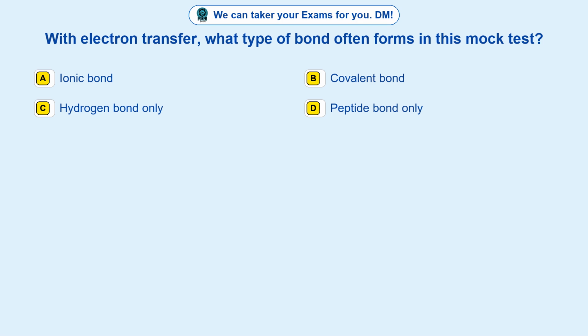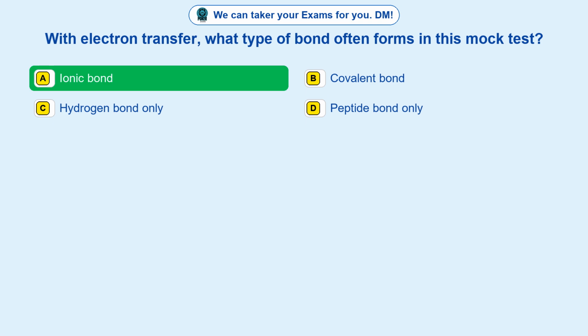Question 33. With electron transfer, what type of bond often forms in this mock test? Option A, ionic bond. Option B, covalent bond. Option C, hydrogen bond only. Option D, peptide bond only. The correct answer is option A.